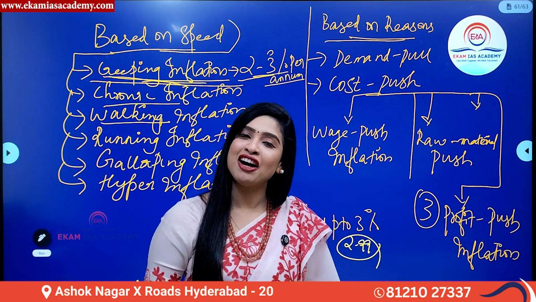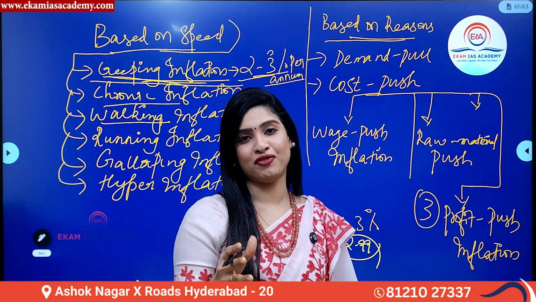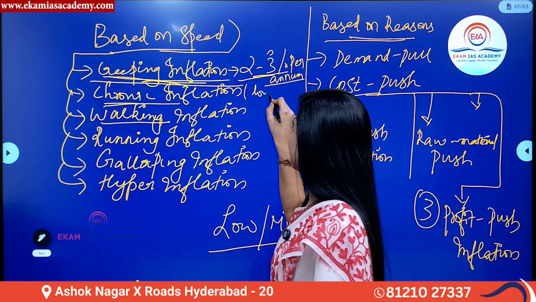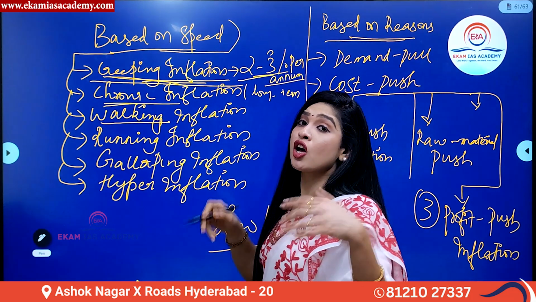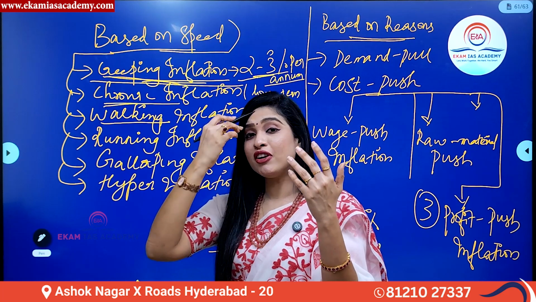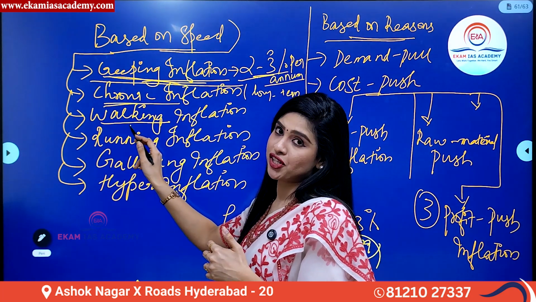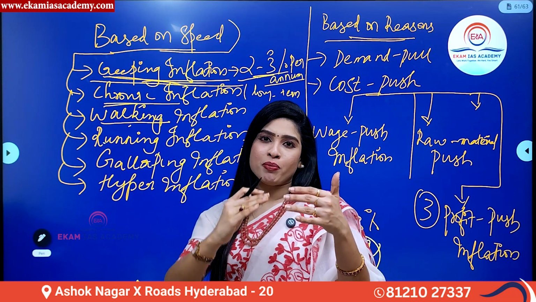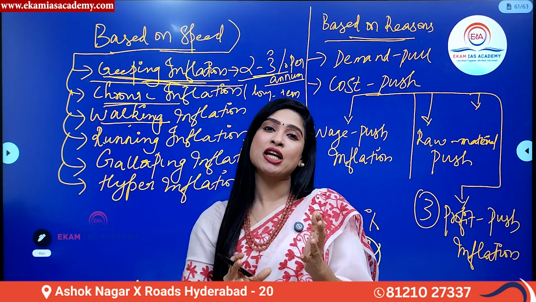Now that's all. Having said that, the next type of inflation is called as chronic. Chronic means what? Long term. So now I am telling you in a chronological way. In many textbooks, they will not even give you what is walking inflation. They'll give you creeping, running and galloping. That's it. The chronology will not be followed. But we will study in a very sequential manner.